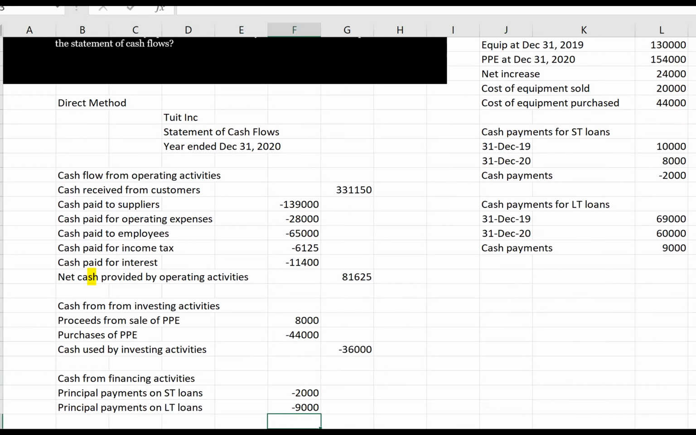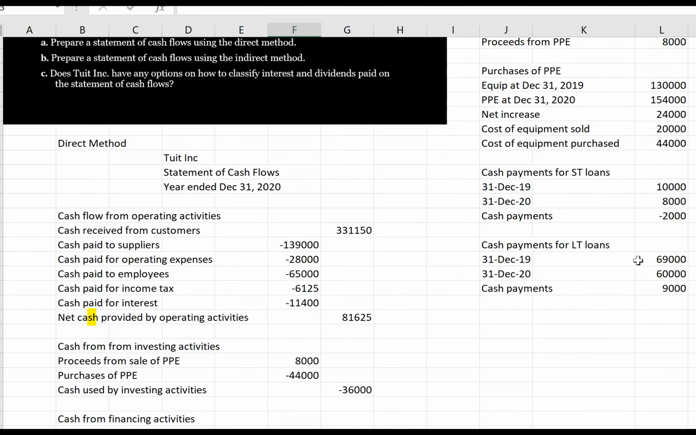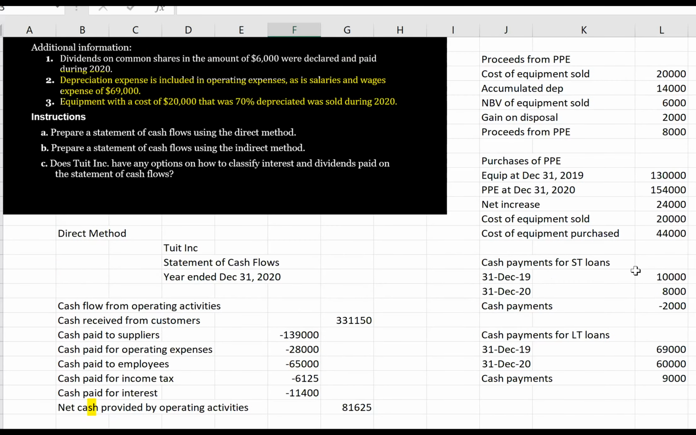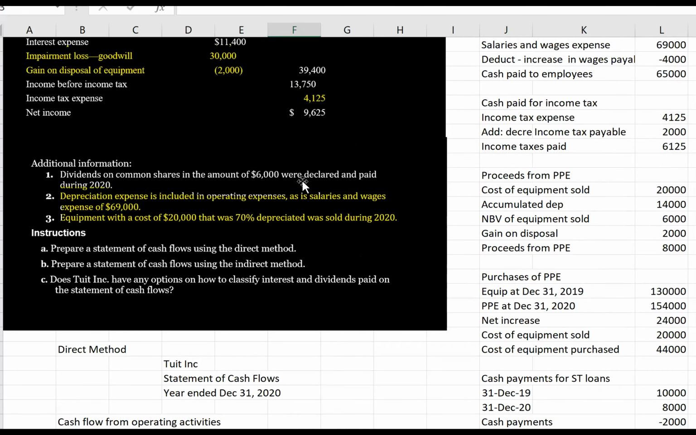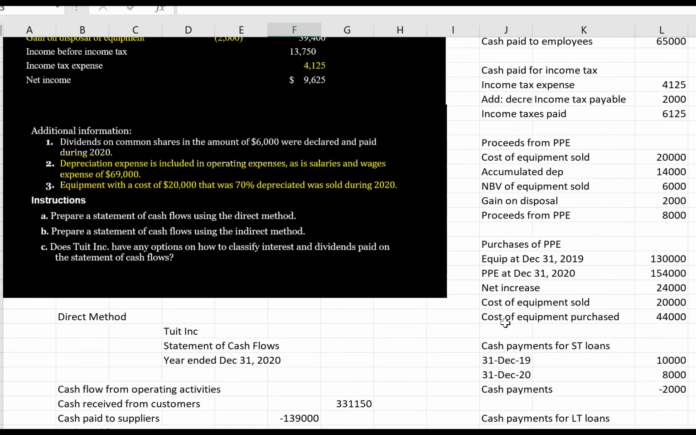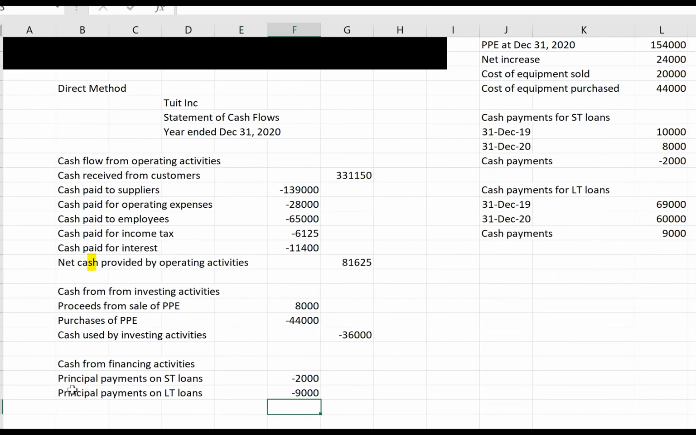Okay, and we still need to deal with equity. So we need to figure out what dividends have been paid. Normally we'd need to do a proof of retained earnings and possibly of dividends payable, but they were really kind to us in this question. You can see under additional information, it says dividends on common shares in the amount of $6,000 were declared and paid during 2020. So we know exactly what that number is. All we need to do is put it here. It's pretty sweet. So dividends paid, we're going to put minus 6,000.